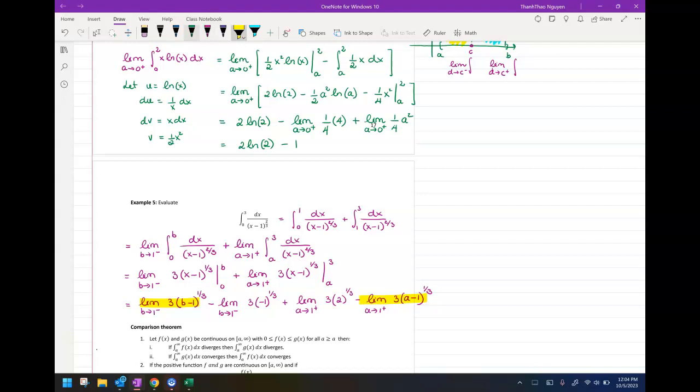So now, what do I have left? Well, this goes to 3, and here I have 3 times the cube root of 2. So this is the result of the integral.